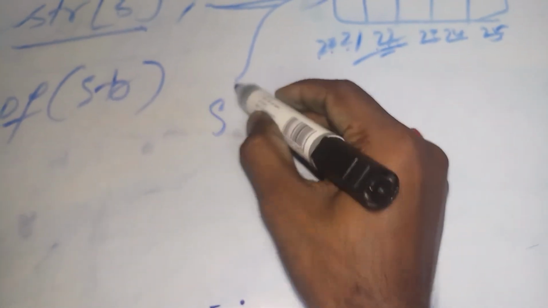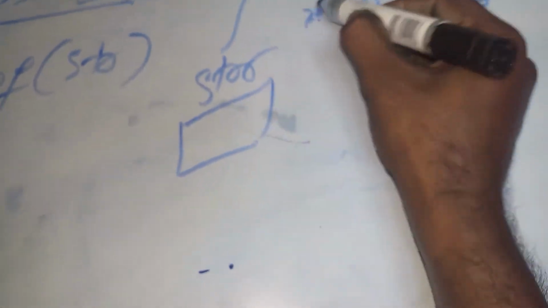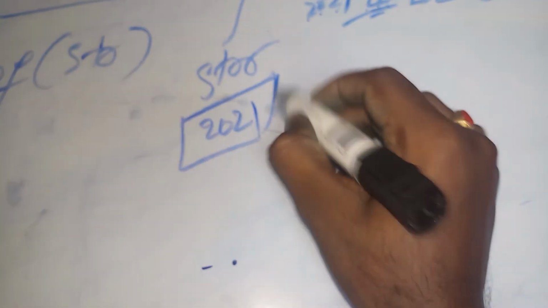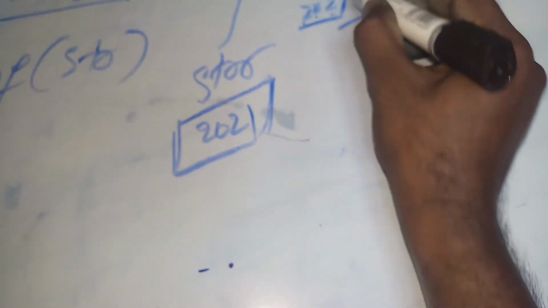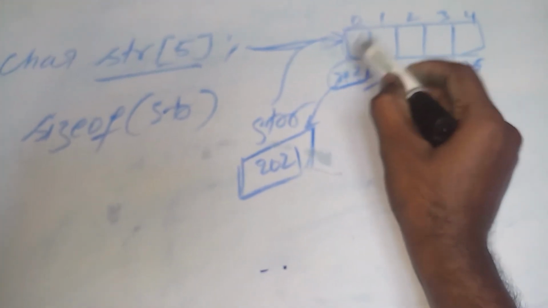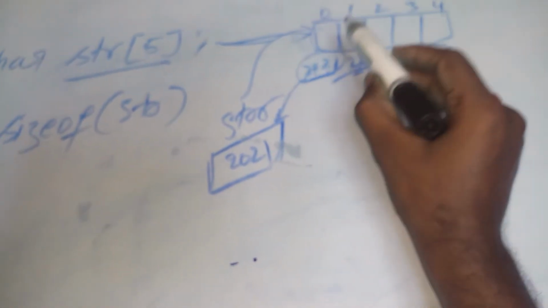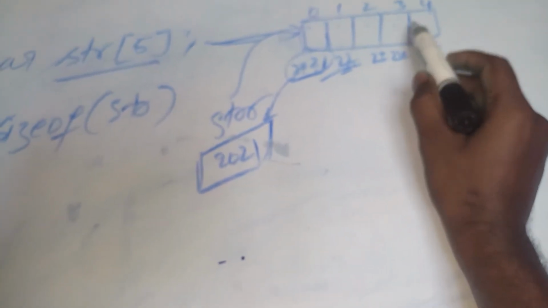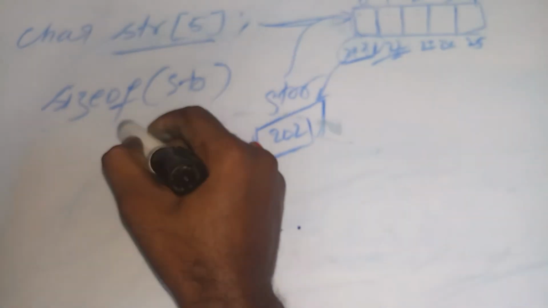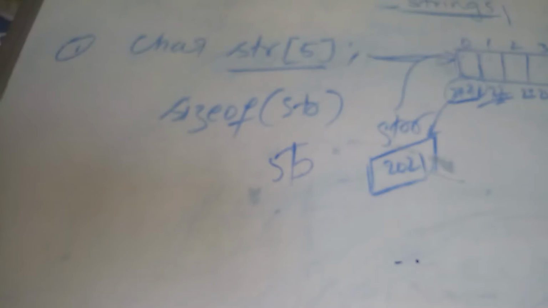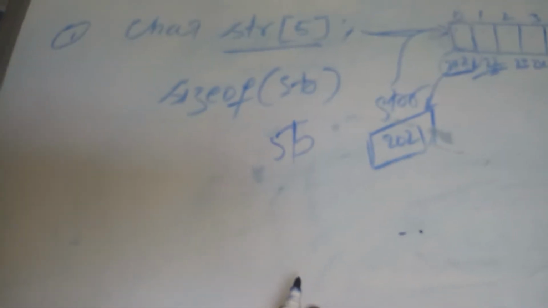This str always holds the base address of a string. The base address is the starting address. Now, what is the size of str? How many bytes? Every location has 1 byte, so a character holds 1 byte. How many locations do we have? 1, 2, 3, 4, 5 locations. So 5 bytes. The output is 5 bytes. This is property number 1.